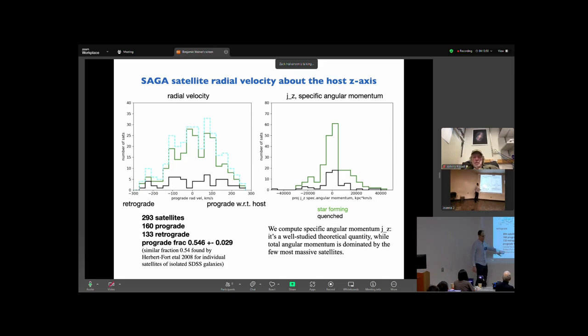And there is one previous study which used just pairs of satellite and isolated host that found a similar number with a similar error bar. But that's back in 2008, work by Stefan Herbert Fort, who was actually an undergraduate here. So, is this significant? Does it mean anything?